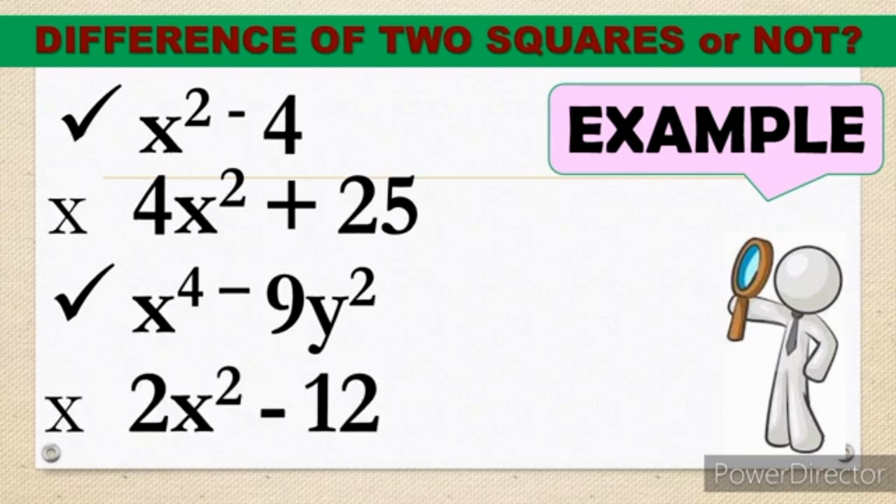Then last, we have 2x squared minus 12. The middle sign is negative, but the first term is not a perfect square, and the last term, or the second term, is not a perfect square. Therefore, this is not a difference of two squares.